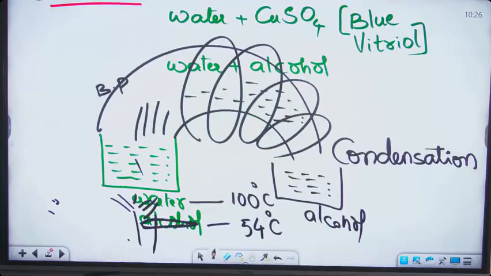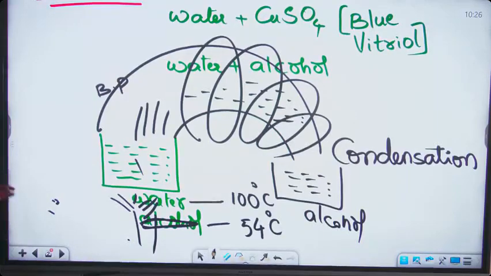Copper sulfate, also known as blue vitriol. And other example, water and alcohol. What is the freezing point of alcohol? Minus 114 degrees centigrade. Right.